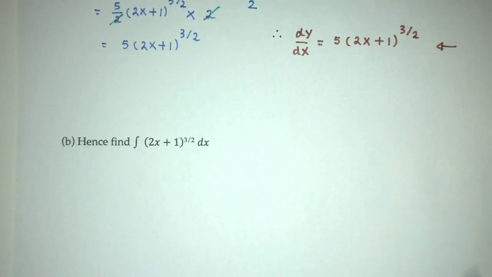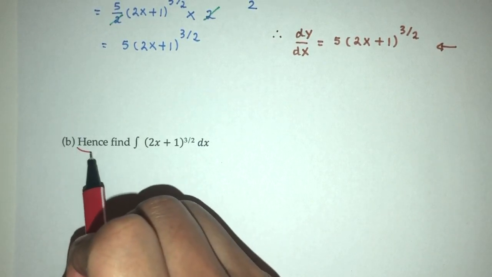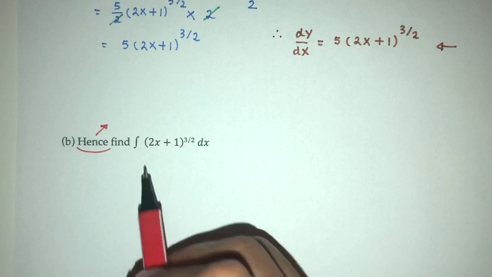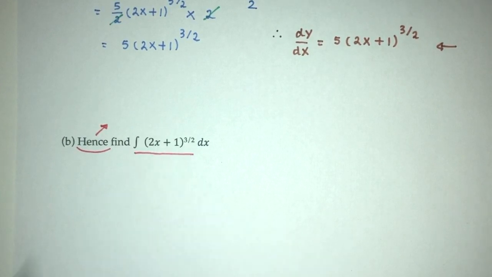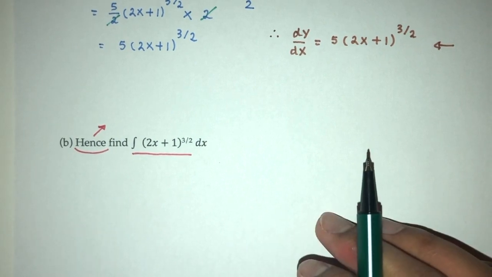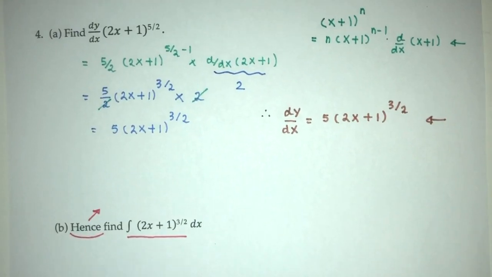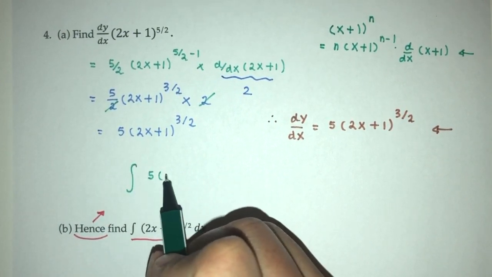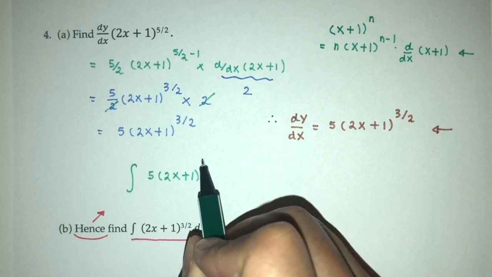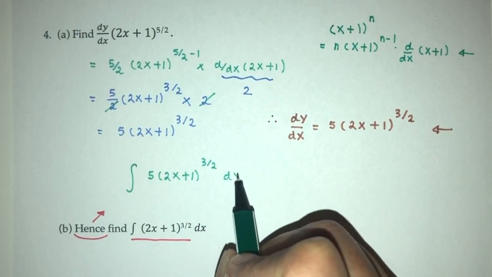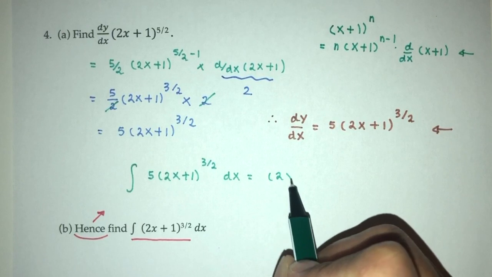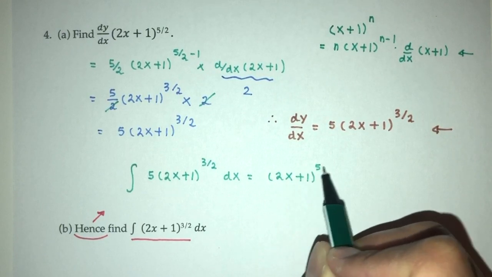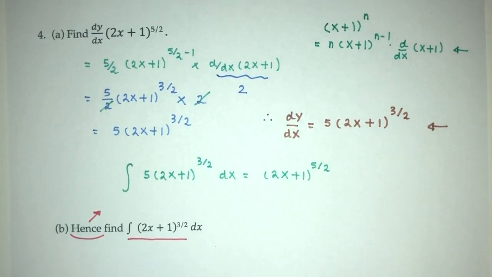Now for part B, here we have hence. Whenever you see hence, this is an indication you have to use your answer from part A. We have to find this integration. Now, how can we use the first part to find this? It comes with the understanding that if you were to integrate this result, you're supposed to get back your initial value, which is (2x plus 1) to the power 5 over 2.